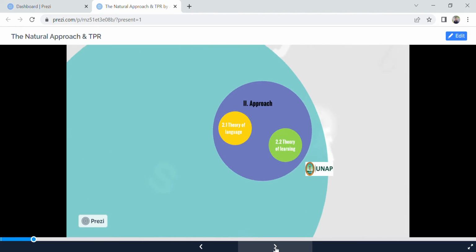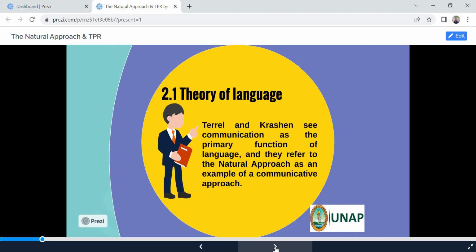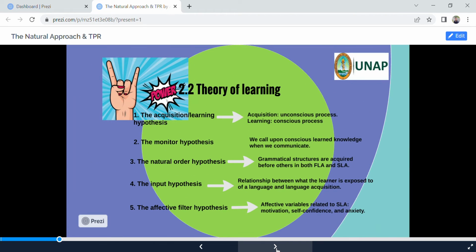Then let's talk about the approach itself, distinguishing between the theory of language and the theory of learning. First, the theory of language. According to authors Terrell and Krashen, they see communication as the primary function of language, and they refer to the natural approach as an example of a communicative approach. Regarding the theory of learning, here we distinguish five different hypotheses.